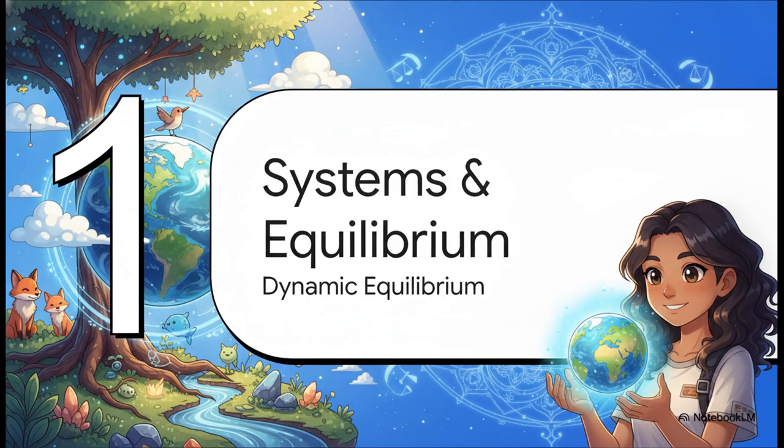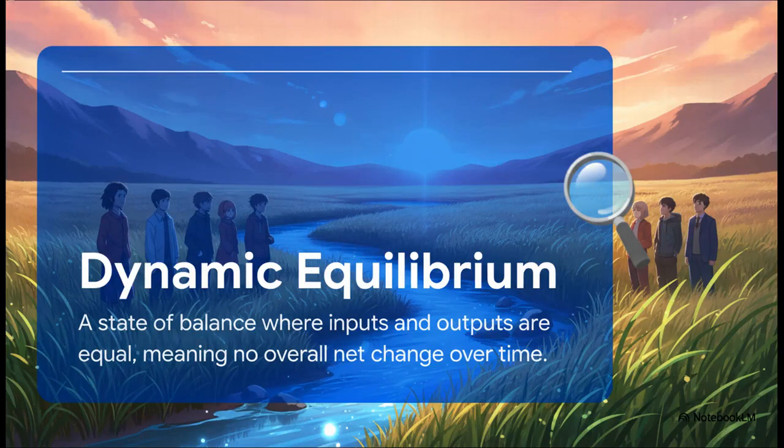All right, Section 1, Systems and Dynamic Equilibrium. To really understand when a climate system goes wrong, we first have to understand what it looks like when it's functioning right. And that brings us to dynamic equilibrium. Basically, this is a state of balance in a system where inputs and outputs are equal. So the really crucial point to remember here is that dynamic equilibrium isn't just completely static or frozen. It's actually a naturally fluctuating baseline.